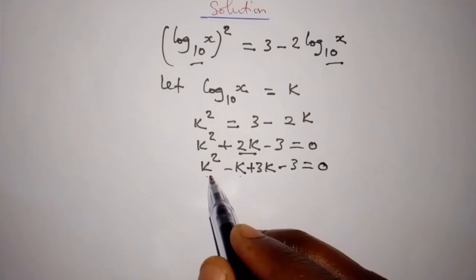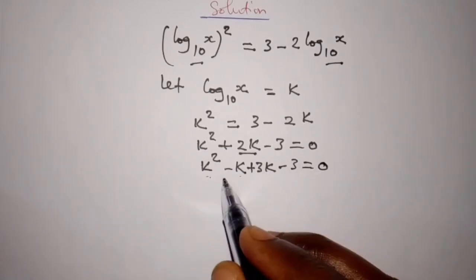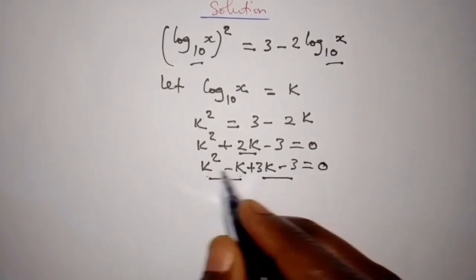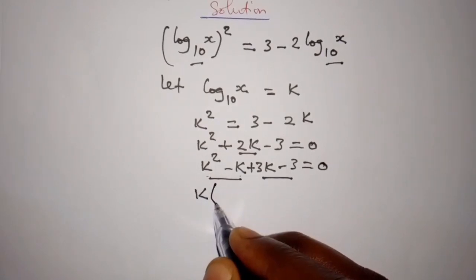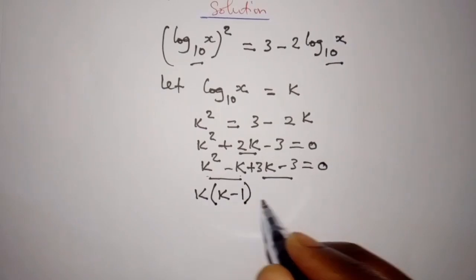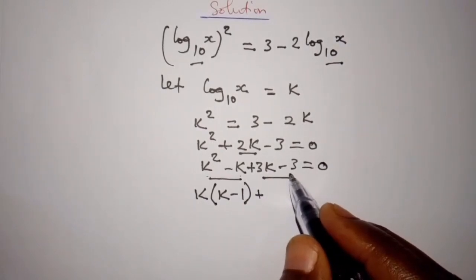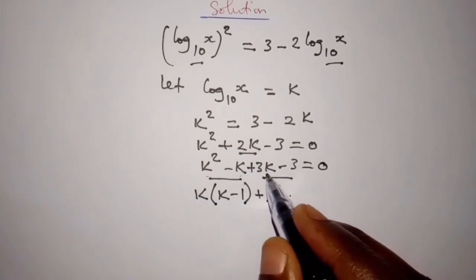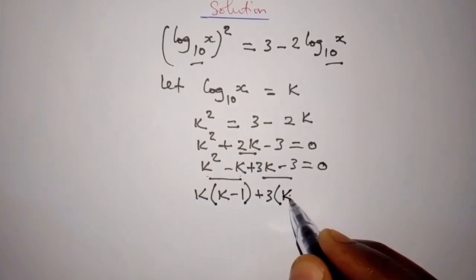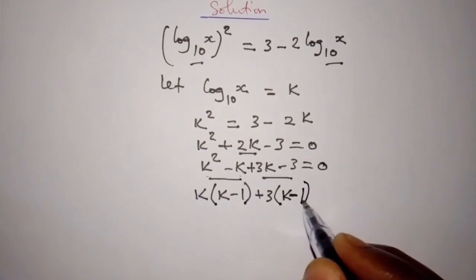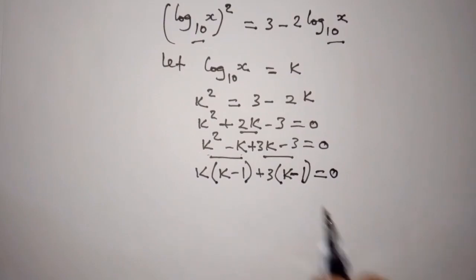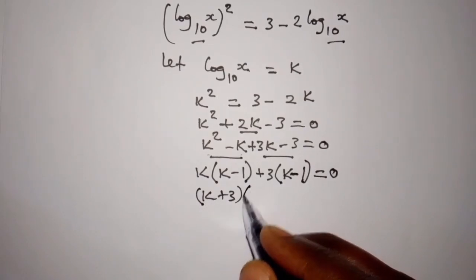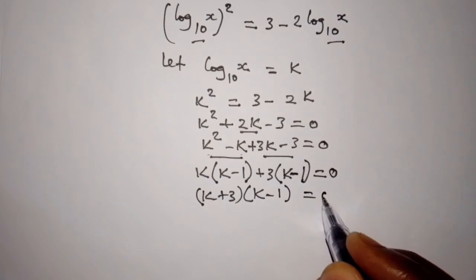k is common here, k is common here. We split this expression into two. So we can bring k outside the bracket here, k into bracket k minus 1, plus 3 is common here, 3 into bracket k minus 1 is equal to 0. So (k plus 3) into bracket (k minus 1) is equal to 0.